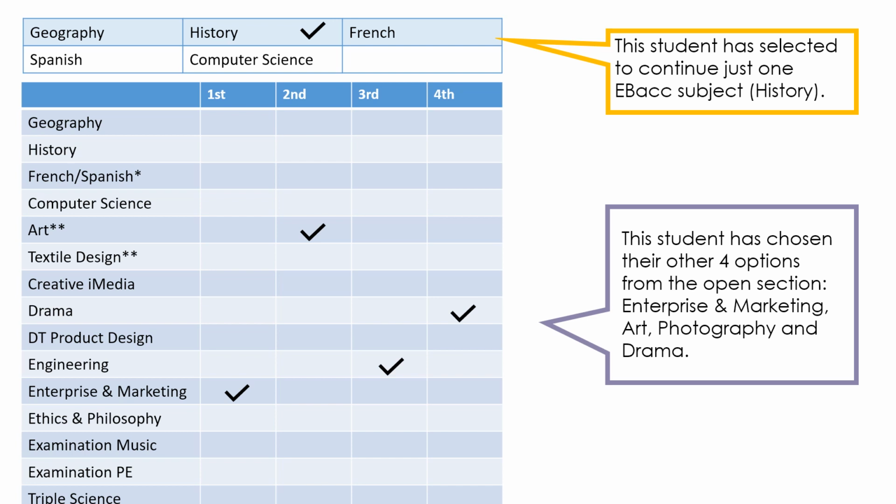Here you can see that the student has selected history as their compulsory EBacc subject, and then their 4 options are enterprise and marketing as their first choice, which is a vocational subject. They've chosen art, which is a GCSE, engineering, which is another GCSE, and then drama, which is a GCSE, as their 4th option.